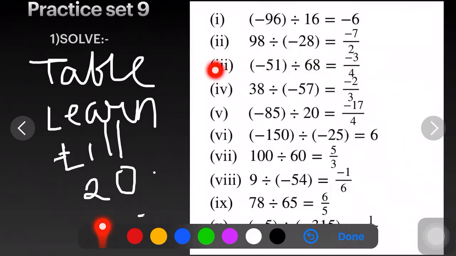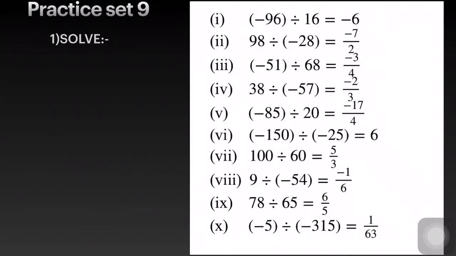Okay student, third, fourth and fifth are the same. So let's see sixth one. Here minus 150 divided by minus 25. As I told you, minus divided by minus will give the answer in positive. So 6, as you know. You can take out the other sums and do them by yourself as we did it. I hope everyone's understood.